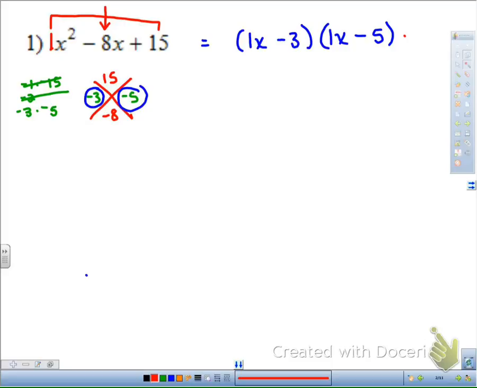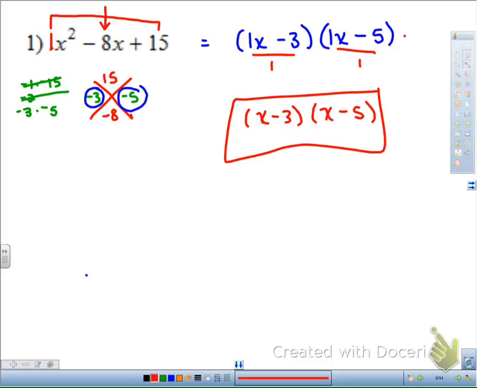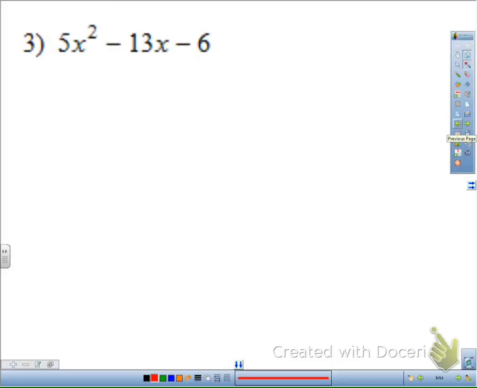Okay? Now, with this one, neither of these have anything to divide out, or in essence, what we said before is the only thing we can divide out is a 1. Okay, so we have our answer. X minus 3, X minus 5. Those two binomials multiply to give me that quadratic, and this would be my factored answer. Okay, so please pause the video and give the students 3 minutes to complete this problem.